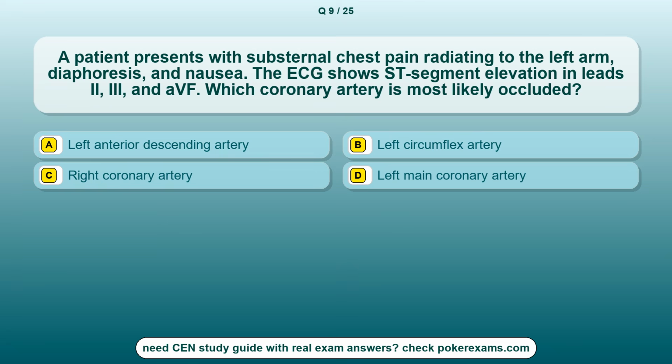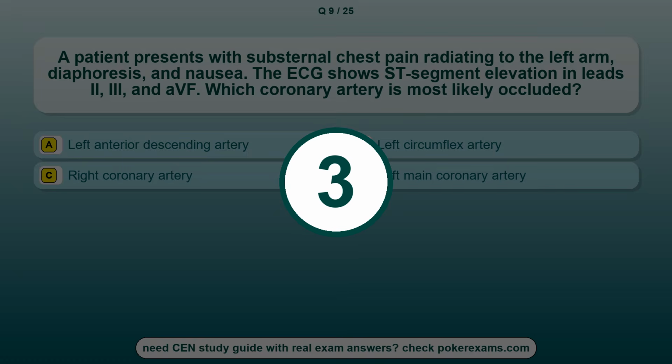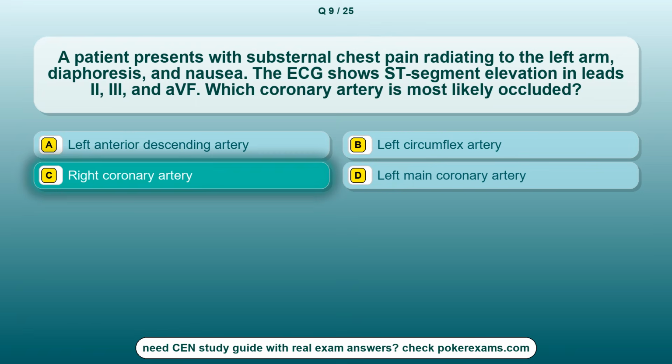Question 9. A patient presents with substernal chest pain radiating to the left arm, diaphoresis, and nausea. The ECG shows ST-segment elevation in leads II, III, and aVF. Which coronary artery is most likely occluded? Option A. Left anterior descending artery. Option B. Left circumflex artery. Option C. Right coronary artery. Option D. Left main coronary artery. The correct answer is option C. Right coronary artery.